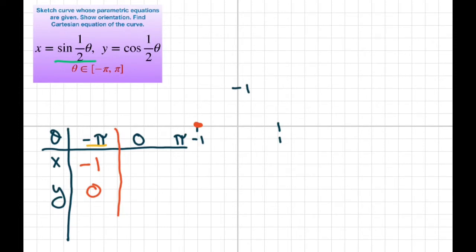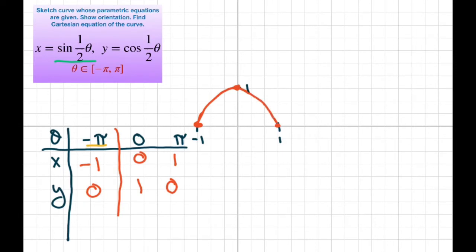At 0, we know that sine is going to be 0, and cosine of 0 is 1. And then at pi, we're going to have the same thing, but our x is going to be 1, and our y is going to be 0. So basically, this is how the curve goes, like this. It's a semicircle that looks like that.